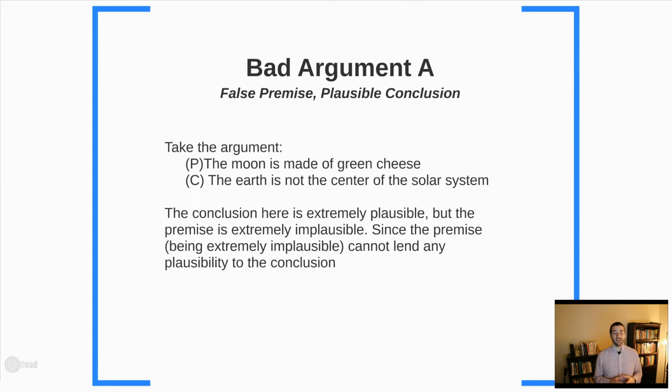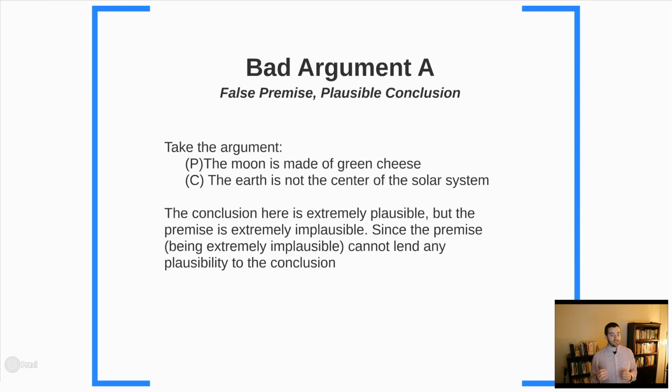Take, for instance, our bad argument A, a false premise with a plausible conclusion. Premise: The moon is made of green cheese. Incredibly implausible, right? Almost certainly false. Unless the world is very, very different than we thought it was. Conclusion: The Earth is not the center of the solar system. Incredibly plausible, almost certainly true. So we got an argument with a very plausible conclusion, right? But the premise is extremely implausible.